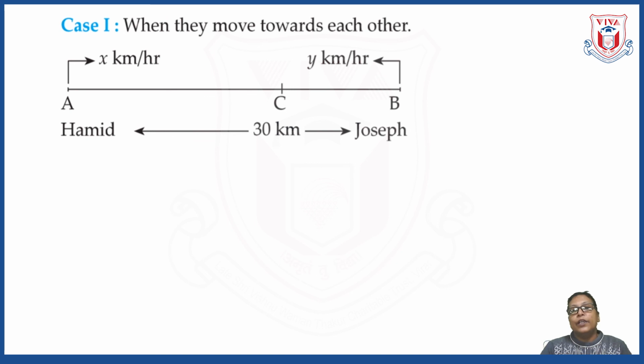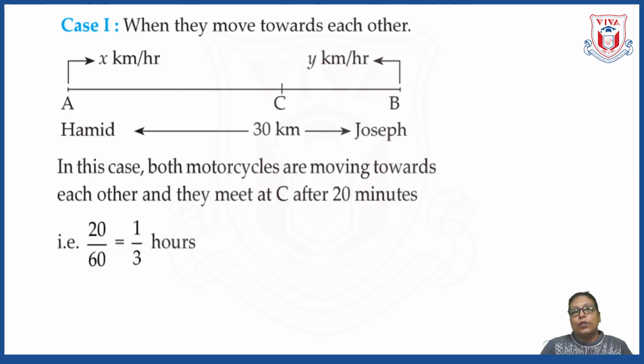Here we have taken that the speed of Hamid is more than the speed of Joseph. So the distance travelled by Hamid plus the distance travelled by Joseph, together, is 30 kilometers. It's very clear that the distance together is 30 kilometers. But you know that 20 minutes means time is given to us, and we know the speed of Joseph and Hamid. So by using the formula distance is equal to speed into time, it is possible for us to frame the first equation. So let us see how to frame it.